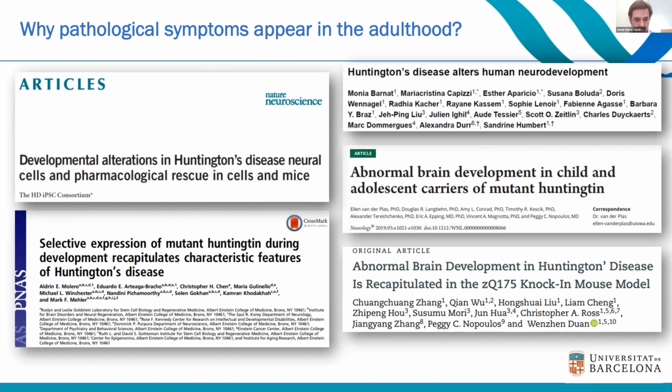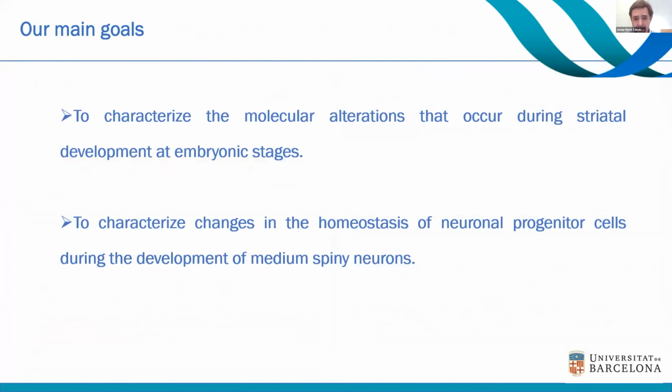And for this reason, different groups, including mine, have been focused on development studies in Huntington disease models. And as you heard, the group of Sandrine has been focused on that, and also the group of Ferdinando is focused on pediatric Huntington disease. And our group is very interested in characterizing the molecular alterations that occur during striatal development at embryonic stages, but also in characterizing the changes in the homeostasis of neural progenitors during this time.